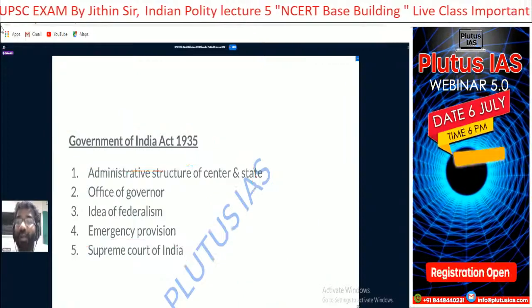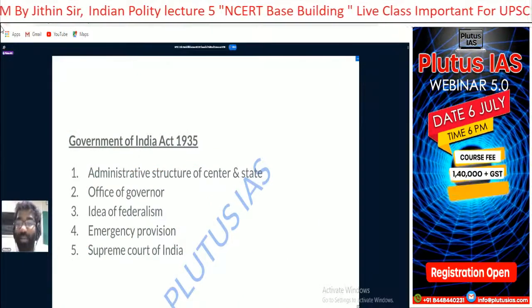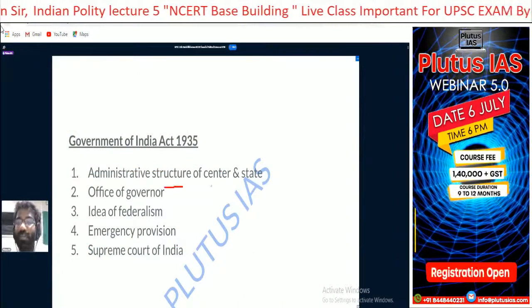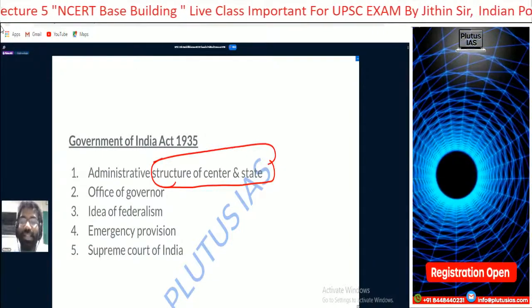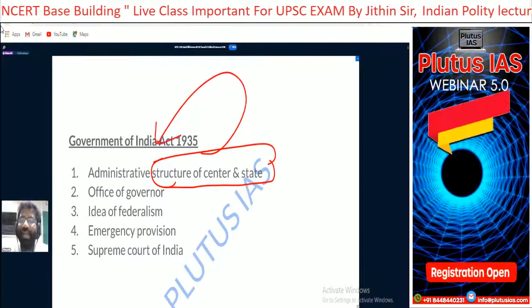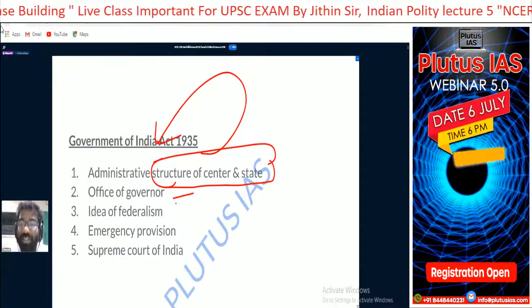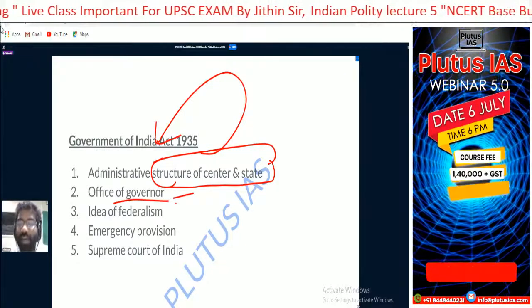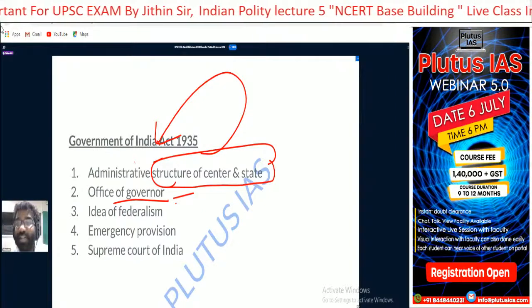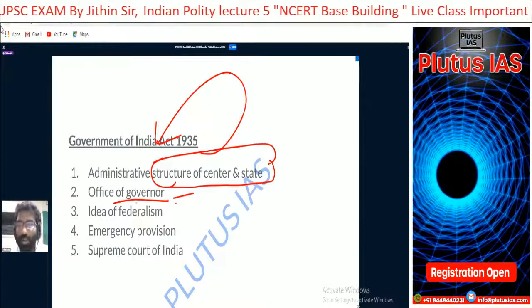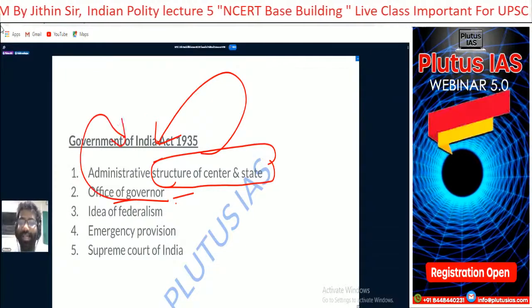So आपके पेपर में question आएगा. In your paper, question will come. Administrative structure of center and state, where this provision was taken from. This provision was taken from Government of India Act 1935. Office of governor. हर state में एक governor का post होना चाहिए. In every state there should be a post of governor. This was taken from Government of India Act 1935.